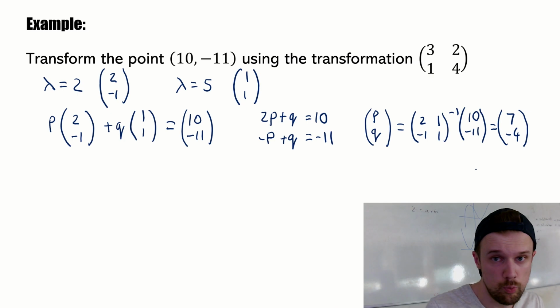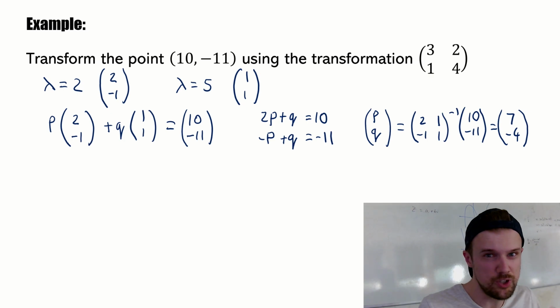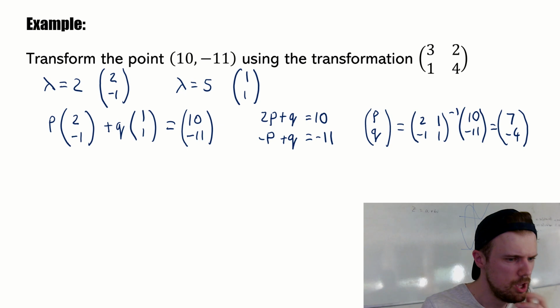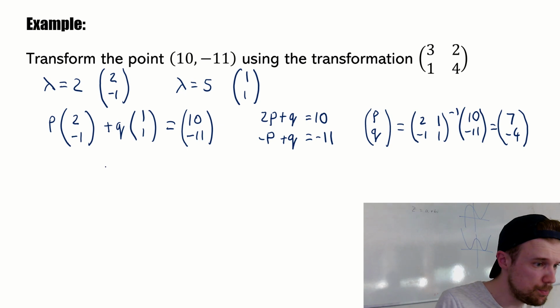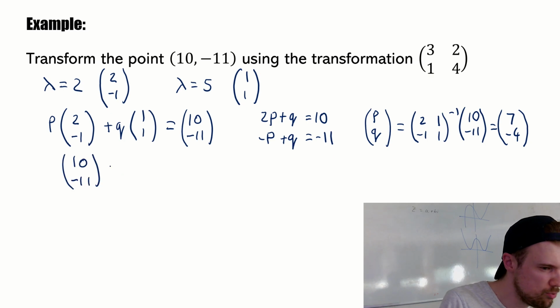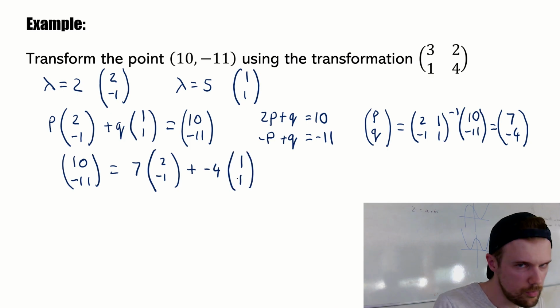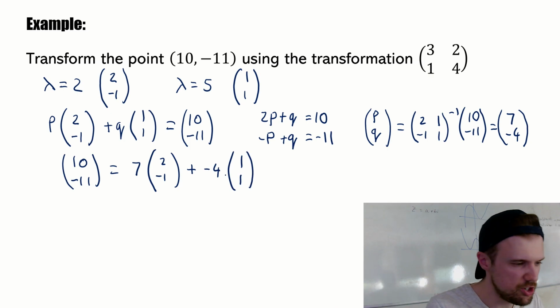Cool. So we now know what the p and q values are under our new almost coordinate system that we've defined. But how can we use that? Well, what we're saying is the point (10, -11) can now be written as 7 lots of (2, -1) plus minus 4 lots of (1, 1).